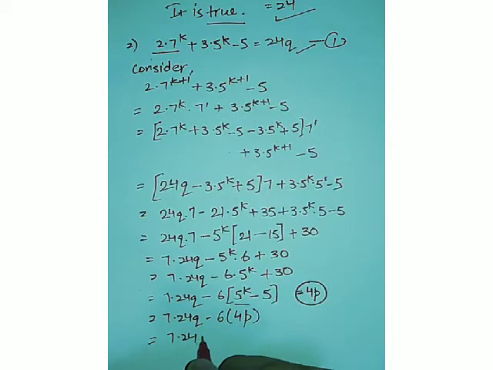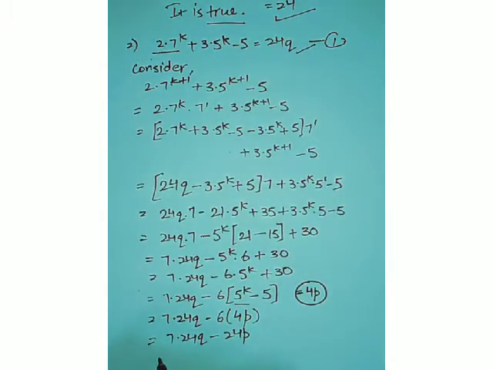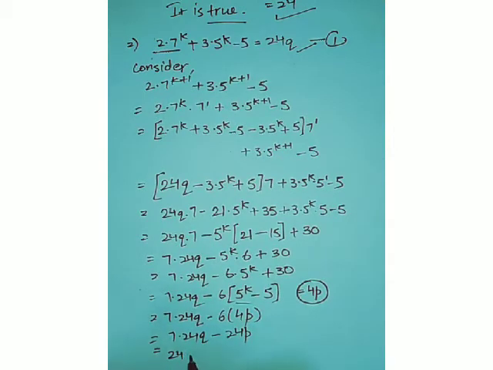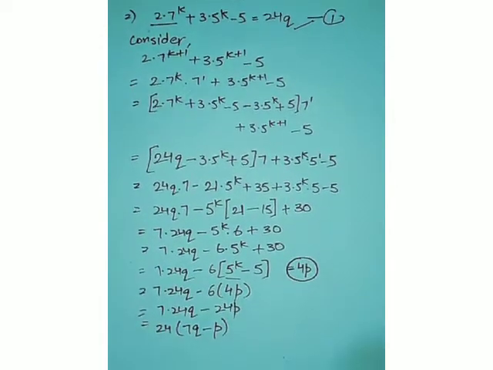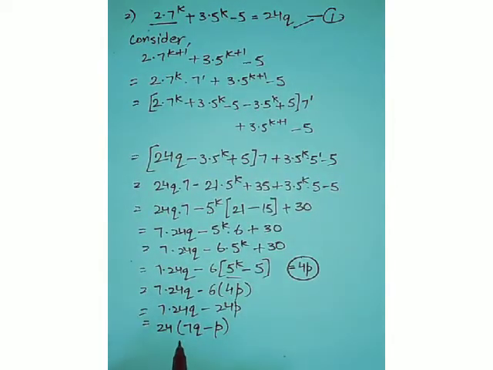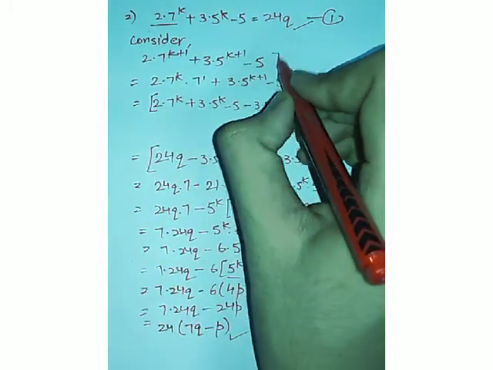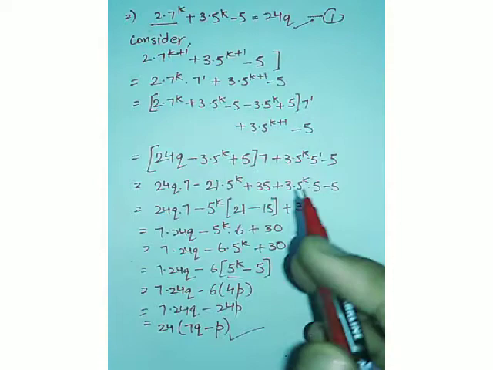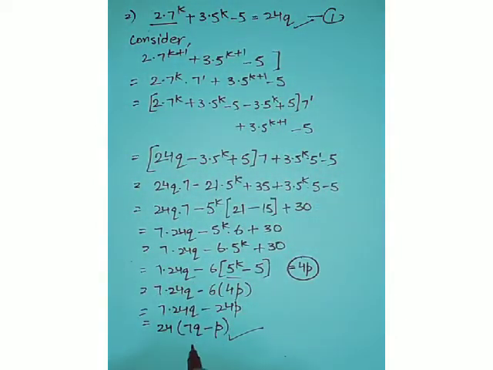Now 7 multiplied 24q minus 24p. Okay, so now you can easily take 24 out as a common factor, 24 times 7q minus p. Alright, so 7q minus p, it means you have taken 24 as a common factor, which means this term is a multiple of, or is divisible by 24. This is how you have to prove.